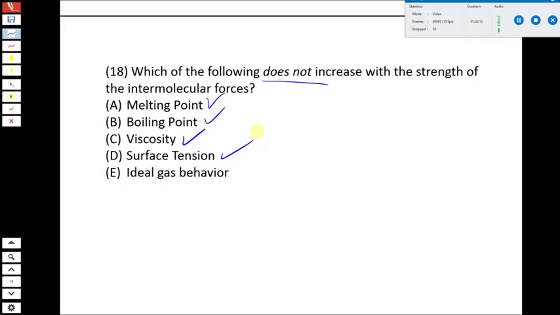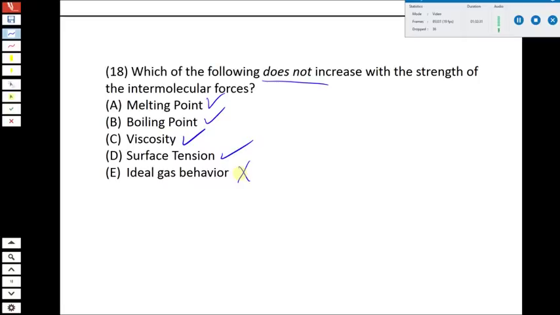So all four of those do correlate, but if we talk about ideal gas behavior, this is the one that does not increase with strength of intermolecular forces, because the ideal gas law assumes that there are no intermolecular forces. If we do have intermolecular forces and they become stronger and stronger, the gas is going to behave less and less ideal.